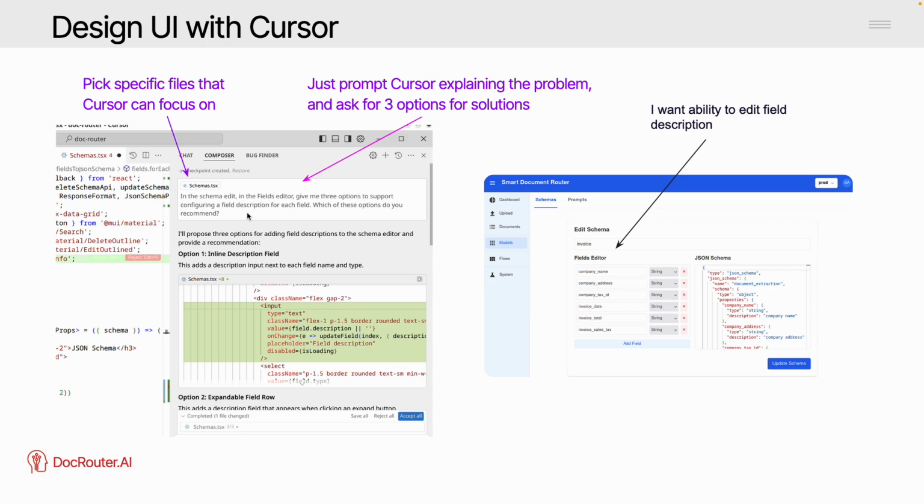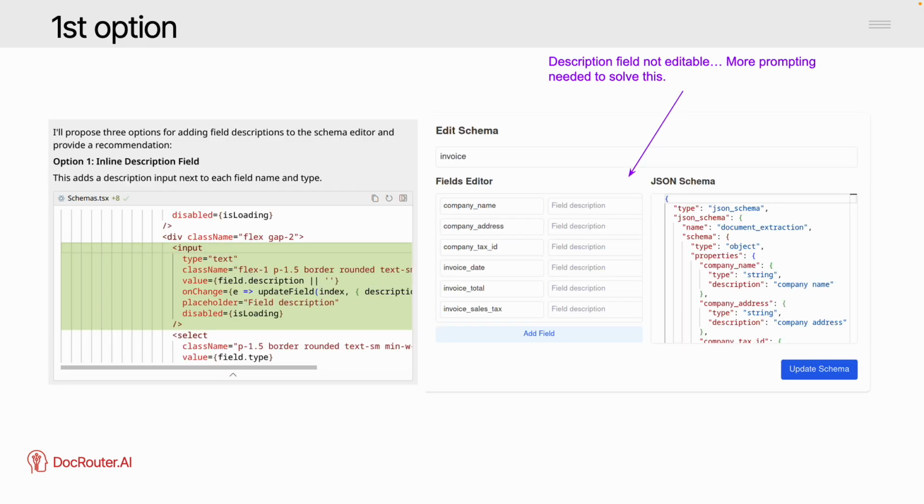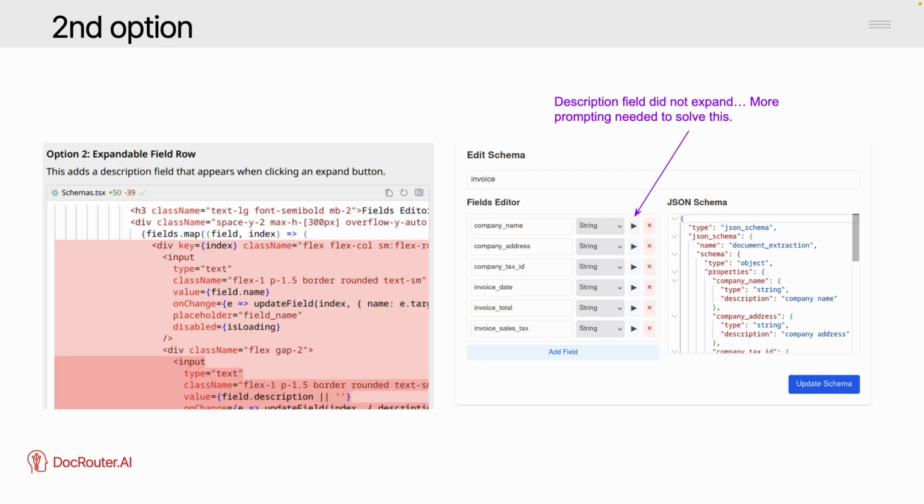So I prompted Cursor and asked it, hey, give me 3 options to solve this problem. That's a trick that I've done multiple times: ask it to give me options, and also ask it for an opinionated option, like which one is the best. The first option it came up with is an inline description field. It created this input box where I can enter the description, but it messed up because the other buttons disappeared here. This would be good, but I would have to do a bit more prompting to clean it up. I think it can be made to work.